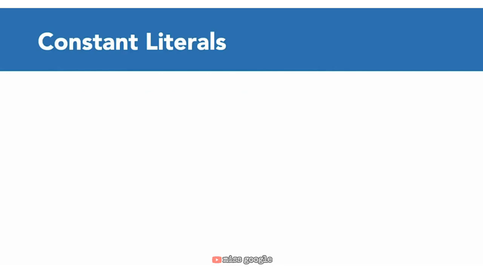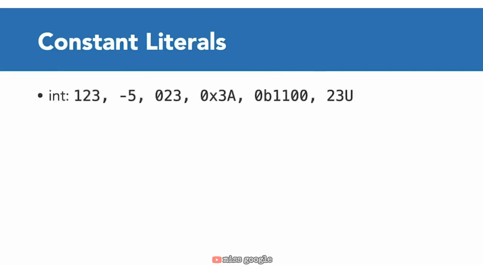So let me briefly show you the syntax for some of the most popular types. Integers are entered as numbers with a special format for the radix. The default is decimal, like 123 or -5. A leading 0 means octal, like 0 to 3, so be careful with this. For hexadecimal, start with 0x, like 0x3a, and for binary, start with 0b, as in 0b1100. You may specify unsigned with a trailing upper or lowercase u, as in 23u.